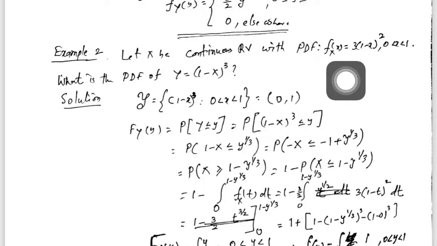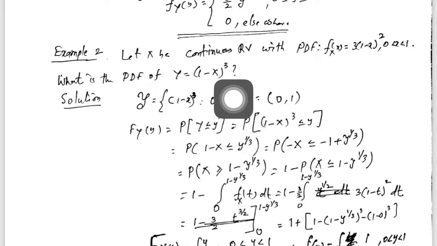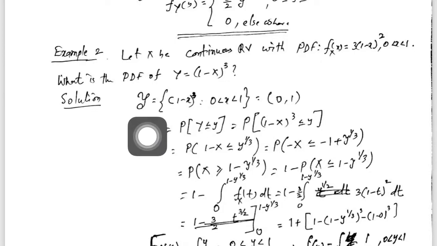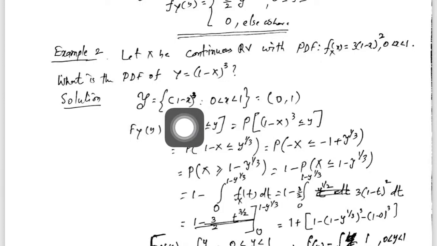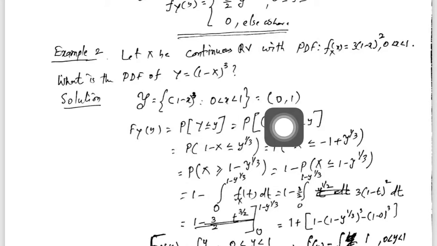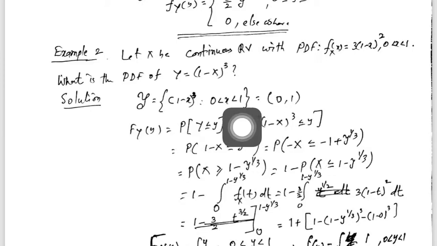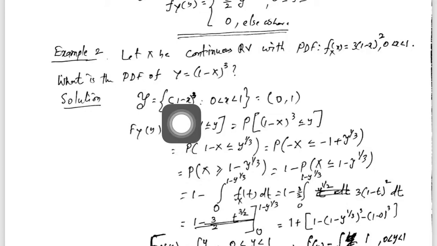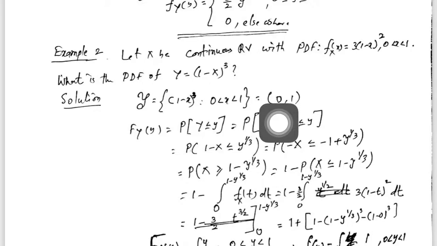Okay, and you can see that in this function y is equal to 1 minus x to the power of 3. If you take this as g of x, you can have the range of y as 1 minus x to the power of 3, x lying between 0 and 1, and here also the range is 0 to 1, because when x takes a value 0, y takes a value 1, and when x takes a value 1, y takes a value 0. Therefore, after all, the range is 0 to 1.